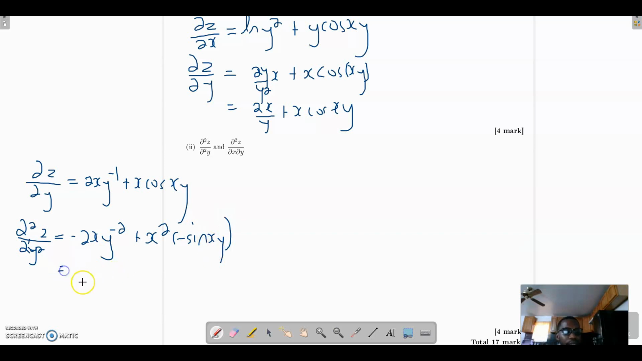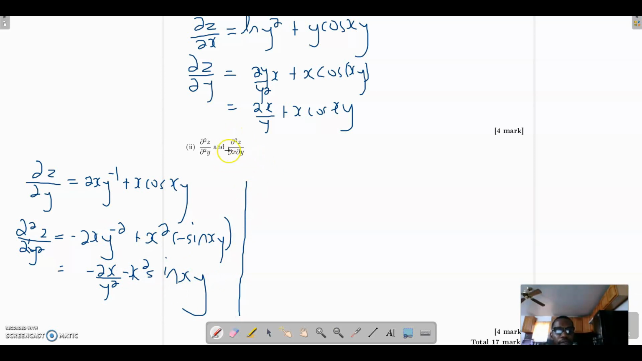Now, of course, we can tidy this up, so this will be negative 2x. We can put it over y squared. Alright, well, I'm not going to put a plus because this is going to be negative, so it's going to be negative x squared sine of xy. We'll finish with that one. Now, how do we interpret this one?